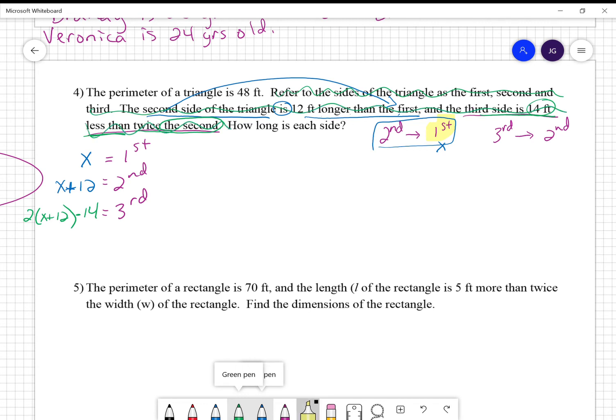What didn't I use? Well, the perimeter. Perimeter of a triangle is add all the sides. That is the formula, A plus B plus C. I add all the sides. My equation is first side plus second side plus third side equals 48.